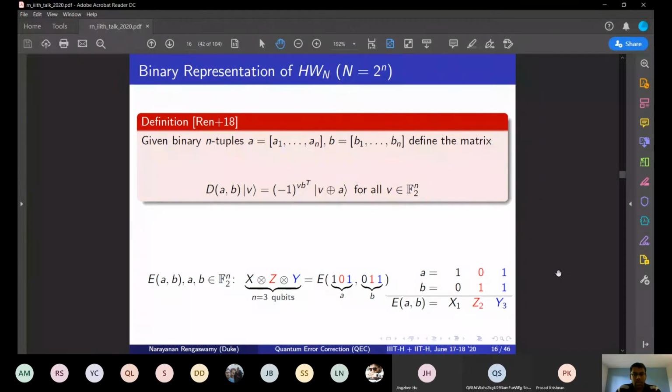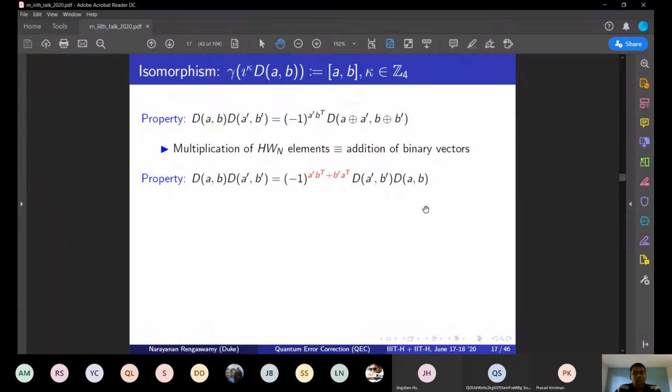This is very convenient, and this binary notation AB is what establishes a coding connection, a classical coding connection, as we'll see in the upcoming slides. Okay, so this is not just a shorthand notation. In fact, you can make it an isomorphism.